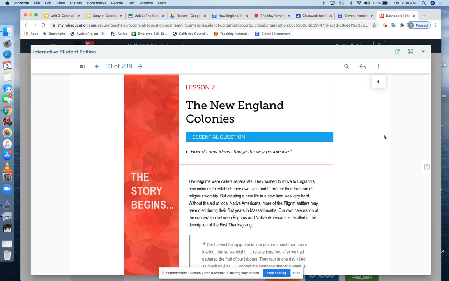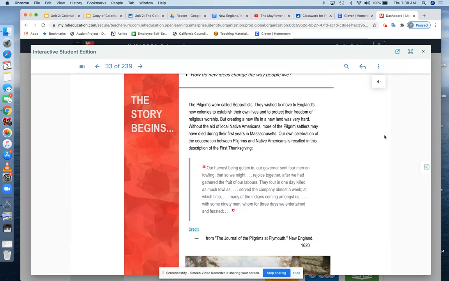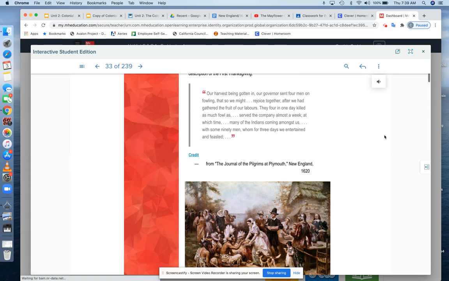Lesson 2, the New England colonies. The Pilgrims were called separatists. They wished to move to England's new colonies to establish their own lives and to protect their freedom of religious worship. But creating a new life in a new land was very hard. Without the aid or assistance of local Native Americans, more of the Pilgrim settlers may have died during their first years in Massachusetts. Our own celebration of the cooperation between Pilgrims and Native Americans is recalled in the description of Thanksgiving. I'm going to scroll down already.